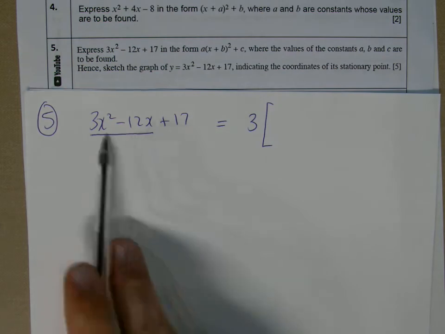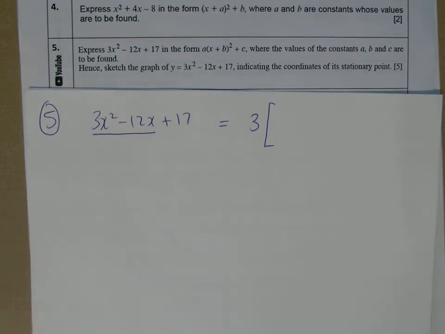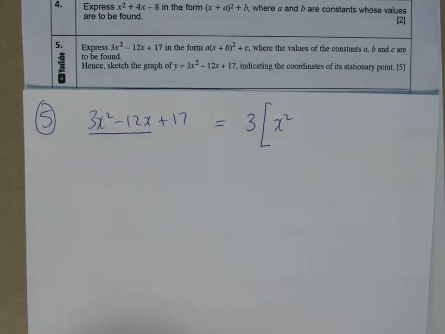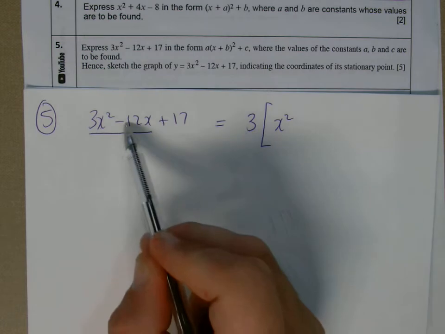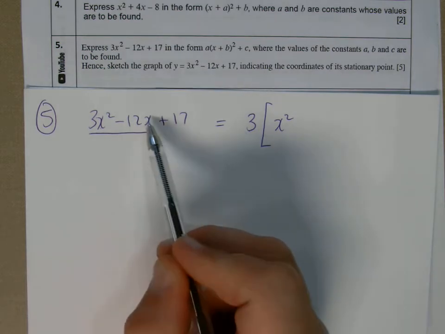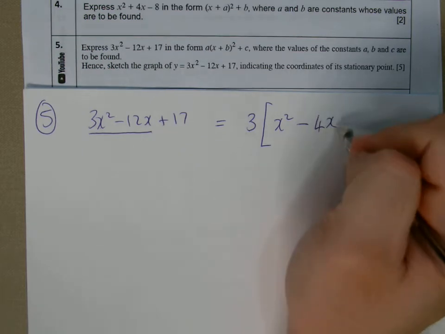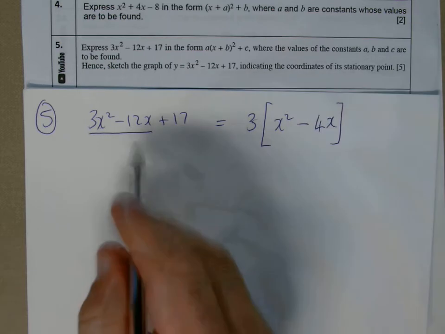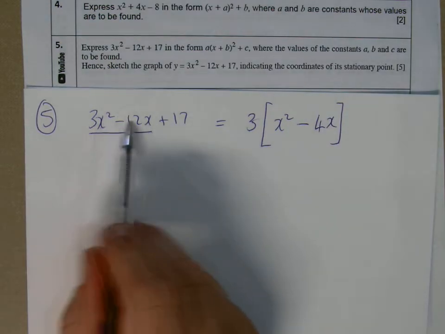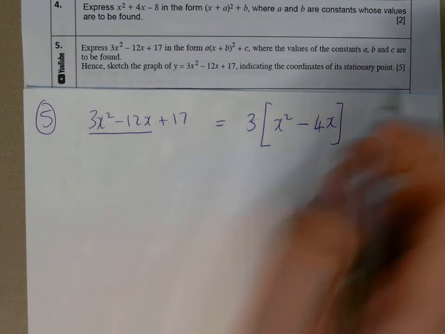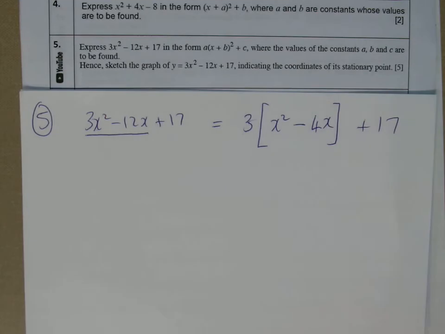And then, just factorizing these first 2 terms, I'll ask myself, what do I times by 3 to get 3x squared? It'll just be x squared, won't it? If you multiply out now, you get the 3x squared. And then I'll ask myself, what do I times by 3 to get minus 12x? It's going to be minus 4x, because that would give me minus 12x. Now, don't forget though, I've only factorized the first 2 terms, with 3 taken out. The plus 17 is still plus 17. I'm not factorizing that, okay?